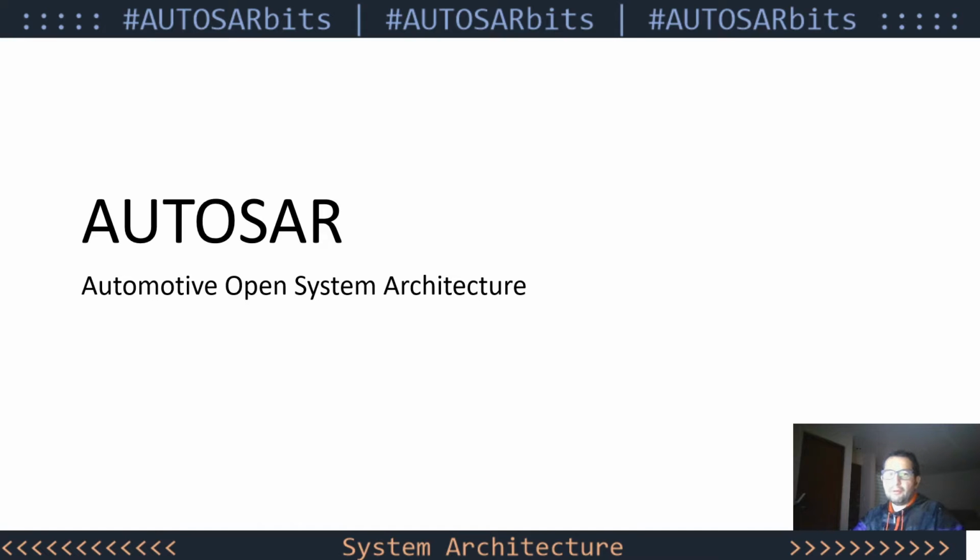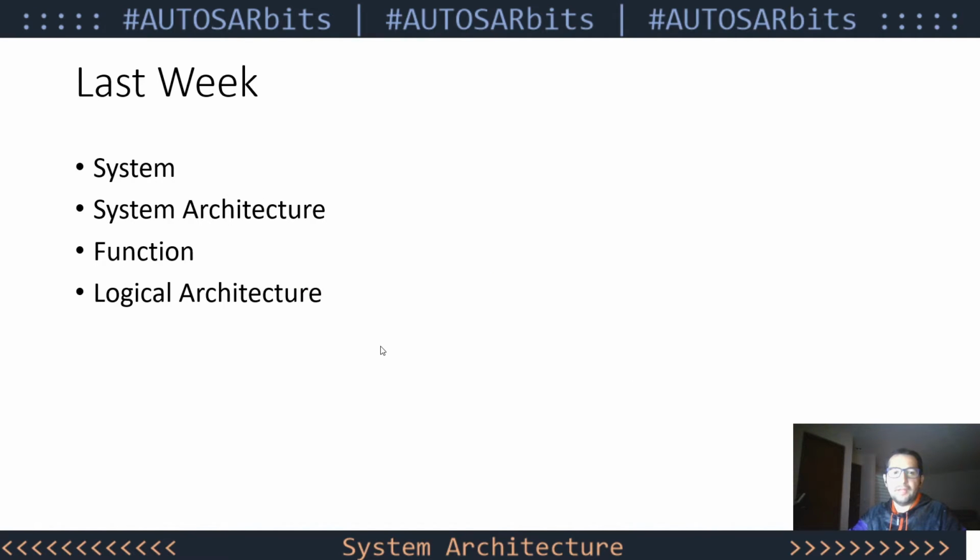And AutoSAR, as we have explained, is the automotive open system architecture. At this time, we're focusing on this section, which is the system architecture. What does that mean? Last week we defined what a system is, what a system architecture is. We also explained what a function and the logical architecture is. In this session, we're still going to focus on the logical architecture, but first, I want to explain what the functional architecture is.